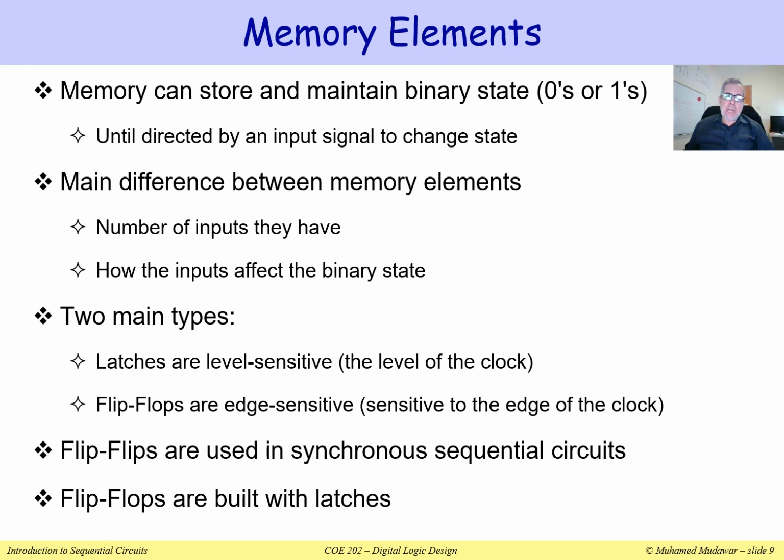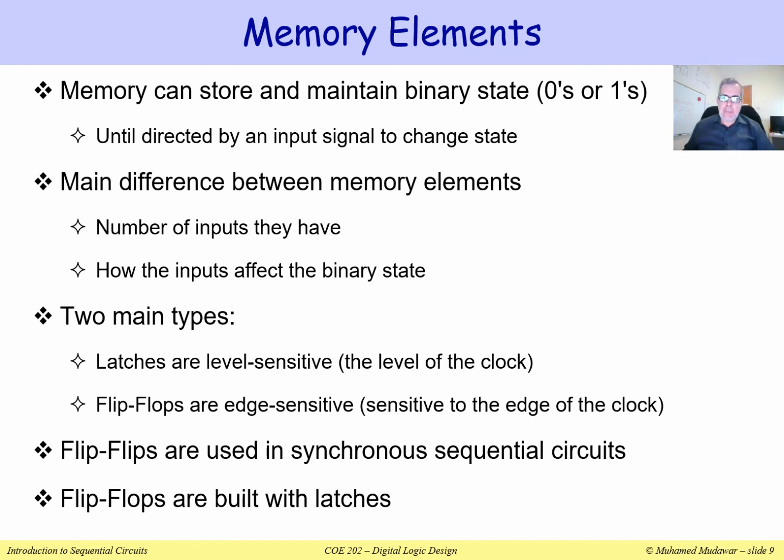Let me introduce now memory elements. Remember that sequential circuits contain memory elements. This is how they are different from combinational circuits. So a memory element can store and maintain a bit. It can store a bit, and the bit can have a value of either 0 or 1. It will store the bit until, of course, you change the value of the bit. So the bit here is called the binary state. This is the value that appears at the output of the memory element.